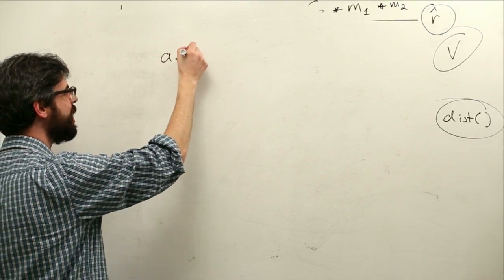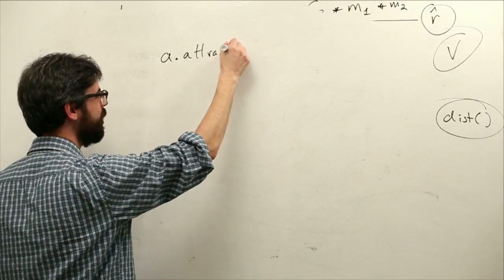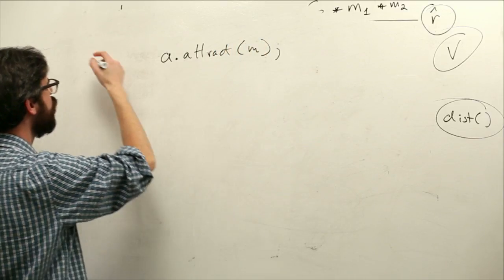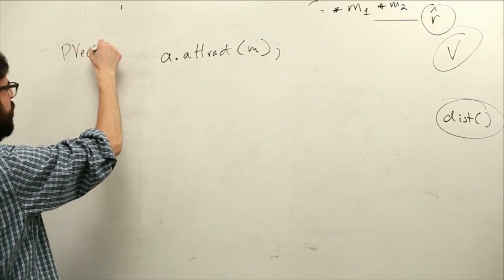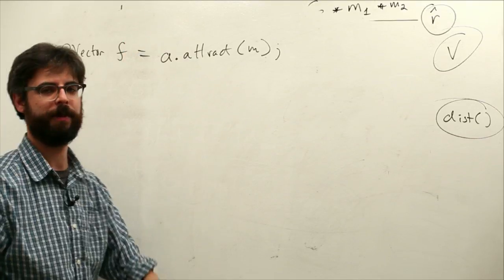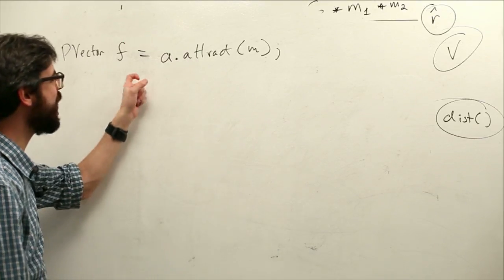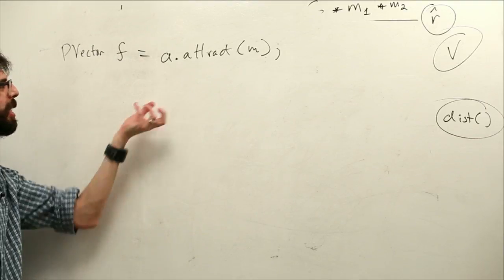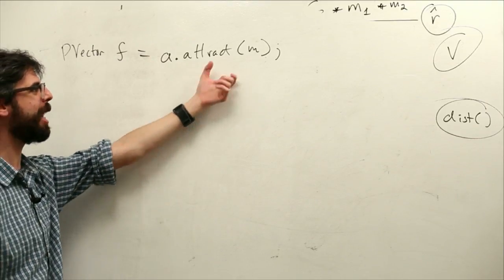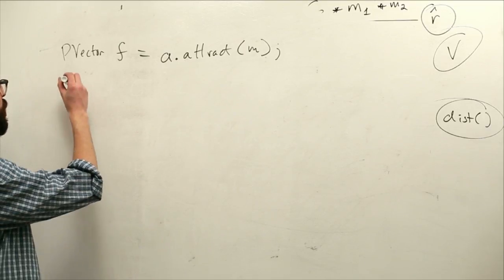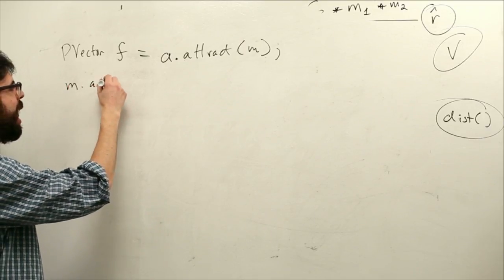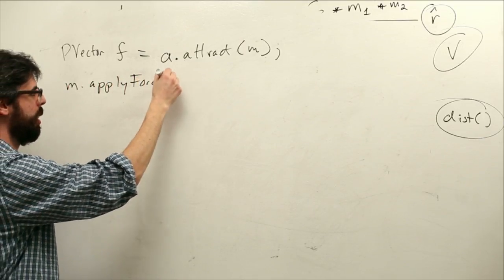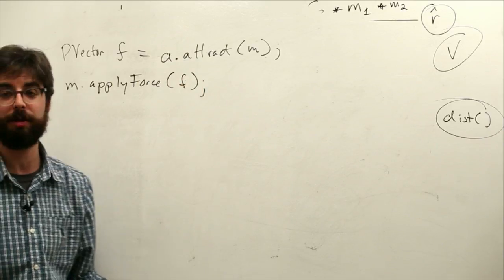We wrote code that says a.attract(m), and the result of that gets stored in a vector. I think this is a nice strategy. A is an attractor object, m is a mover object, and this reads nicely. It says, attractor, attract the mover, return that force, and then we can say mover.applyForce(f). That force can then get sent back into the mover.